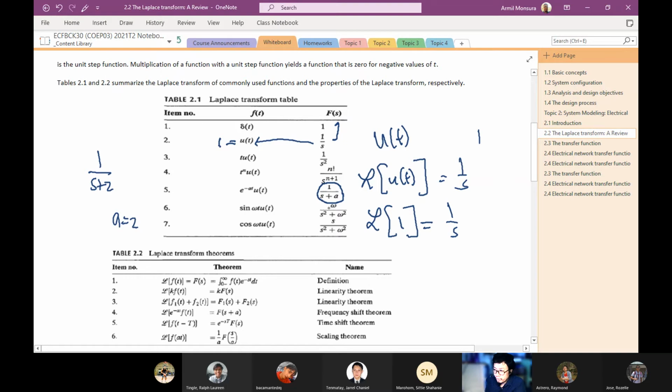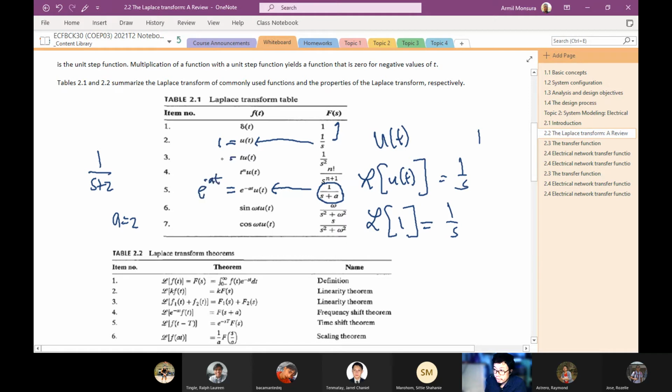1 over S plus 2, 1 over S plus 3. Pareho ng forma yan. So actually, pareho talaga siya. Okay, it's just that in this particular case, A equals 2. And ang inverse na Laplace transform nun is e raised to negative at times u of t. Again, yung u of t natin can be considered as 1. So we can simply say that this is e raised to negative at.